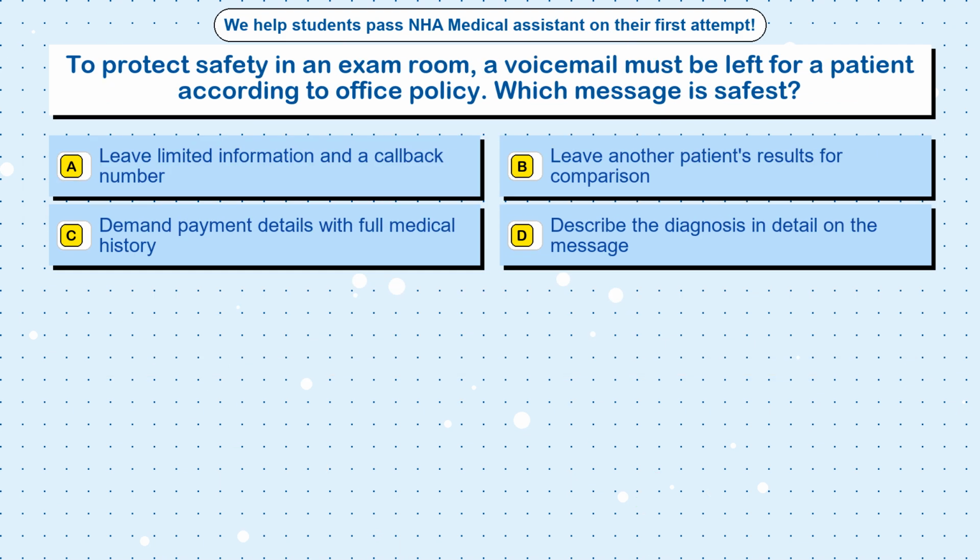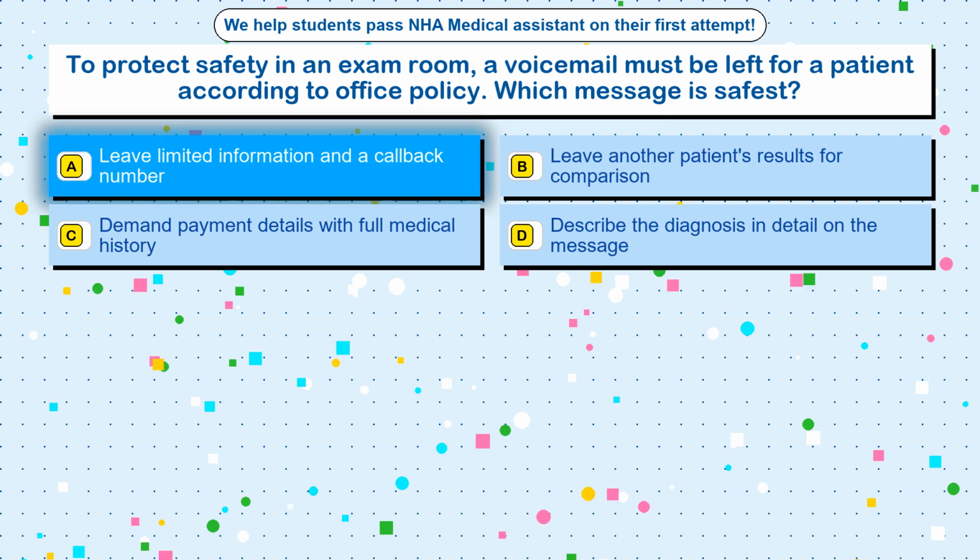Question 19. To protect safety in an exam room, a voicemail must be left for a patient according to office policy. Which message is safest? Option A, leave limited information and a callback number. Option B, leave another patient's results for comparison. Option C, demand payment details with full medical history. Option D, describe the diagnosis in detail on the message. The correct answer is option A, leave limited information and a callback number.